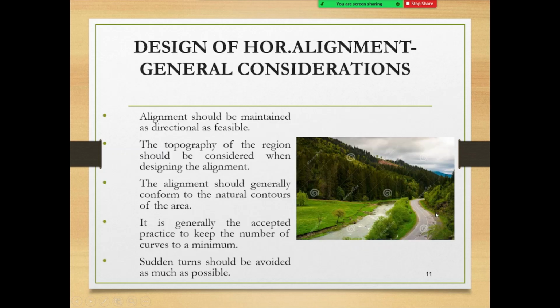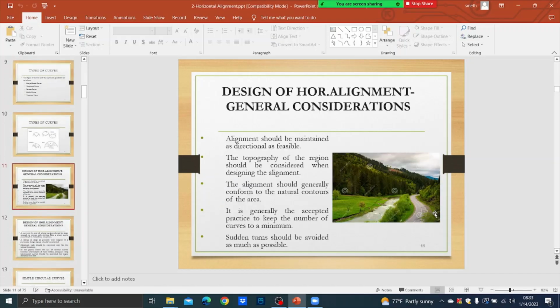Right, so we'll discuss the general considerations of a horizontal alignment. What are the general considerations? Alignment should be maintained as directional as feasible. What do you mean by this? Alignment should be maintained as directional as feasible. So, let me show you.